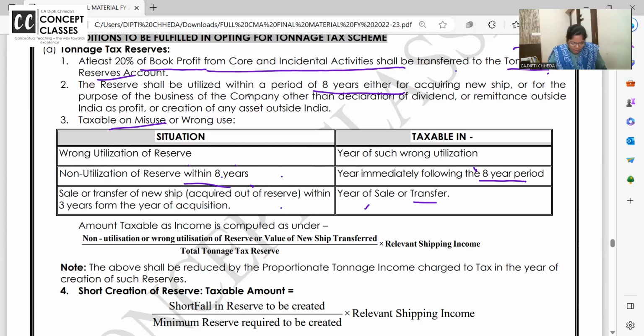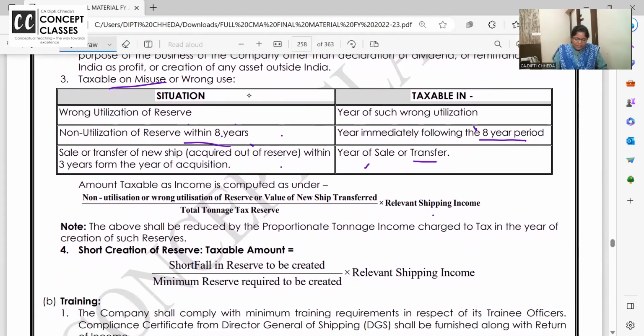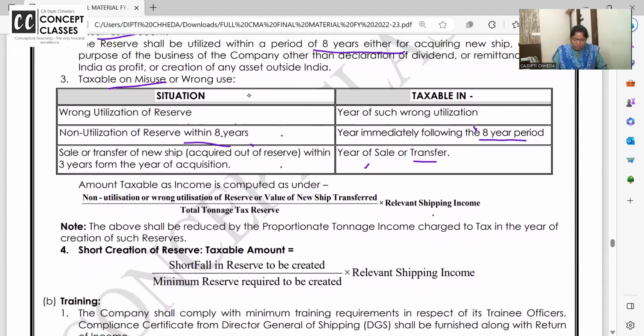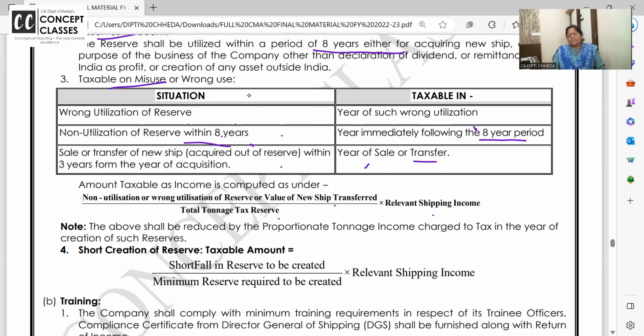Now amount taxable is computed as under: relevant shipping income multiplied by non-utilization, wrong utilization, divided by total tonnage tax reserve. पूरा डिसअलाउ नहीं होगा, जितना आपने मिस यूटिलाइज किया है उतना प्रोपोर्शनेट इनकम टैक्सेबल हो जाएगा. Followed? Not the whole misuse.